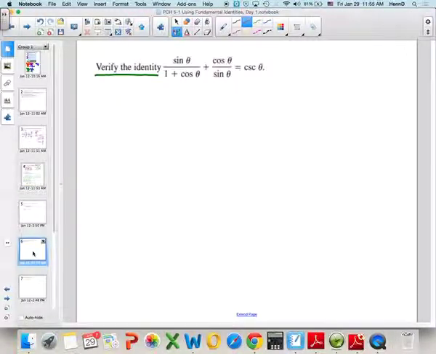here's the rule when you're told to verify an identity. You cannot assume it's equal. You're being told to prove this equals this. So, since you're not allowed to assume it's equal, do not use algebra.